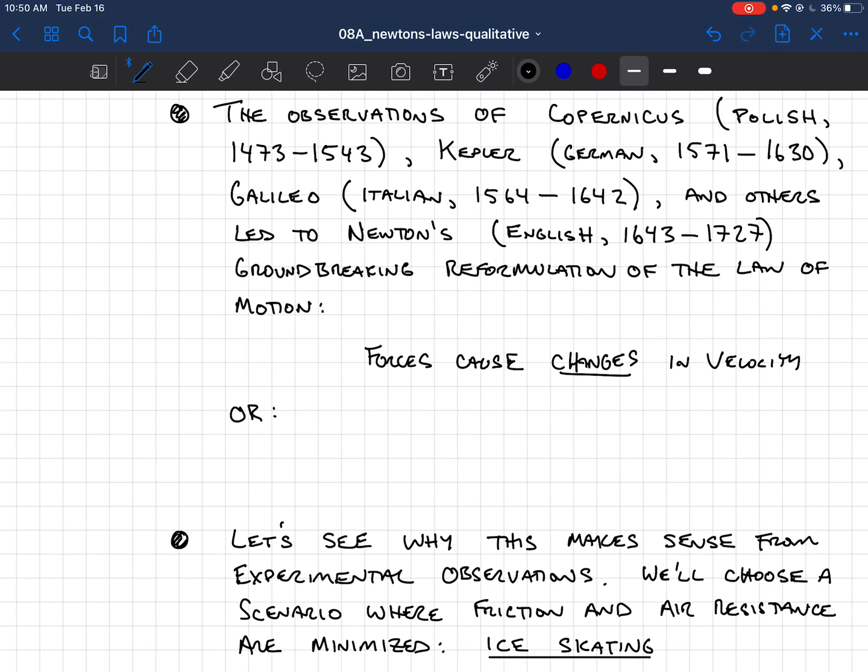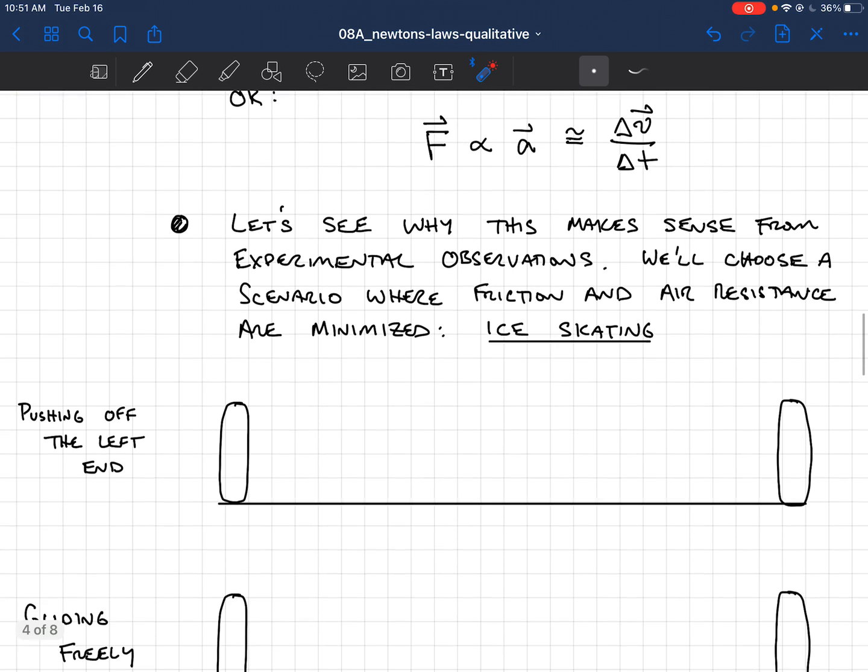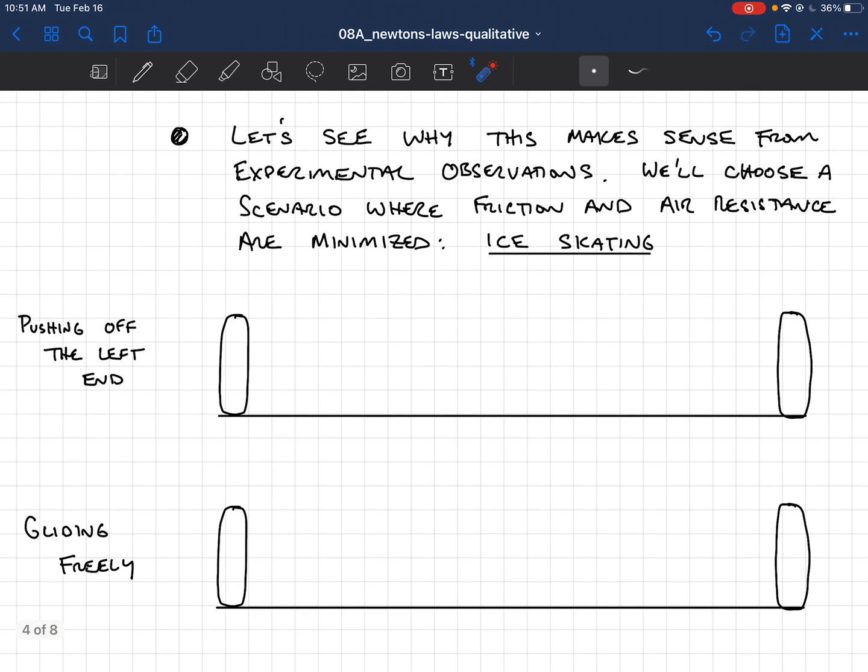So what does that mean in terms of kinematics, what we've talked about already? Well, it says that a force then should be proportional to the acceleration of an object. Remember, the acceleration is something like the change in velocity over the change in time, so we see that forces cause changes in velocity. So that was Newton's idea. So let's take a look and see if this makes sense, despite the fact that we seem to be okay with Aristotle's idea. And we'll do it in a situation where friction and air resistance are minimized. And friction and air resistance are really the reason why Aristotle's theory seemed to make sense. And we'll come back to that in a moment.